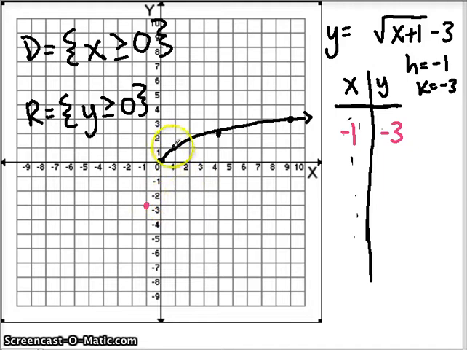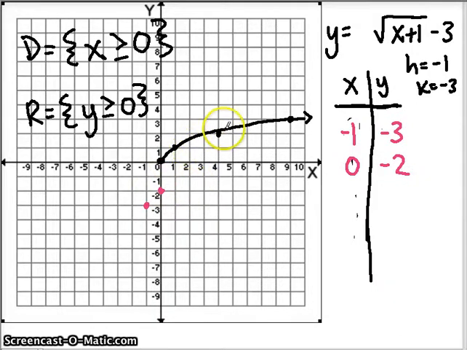Let's do another shift here. So this point right here should get shifted left 1 and down 3. 1, 2, 3. Let's see if that's true. If we input 0, we should get an output of negative 2. Well, 0 plus 1 is 1, square root of 1 is 1, and 1 minus 3 is negative 2. So it works out.